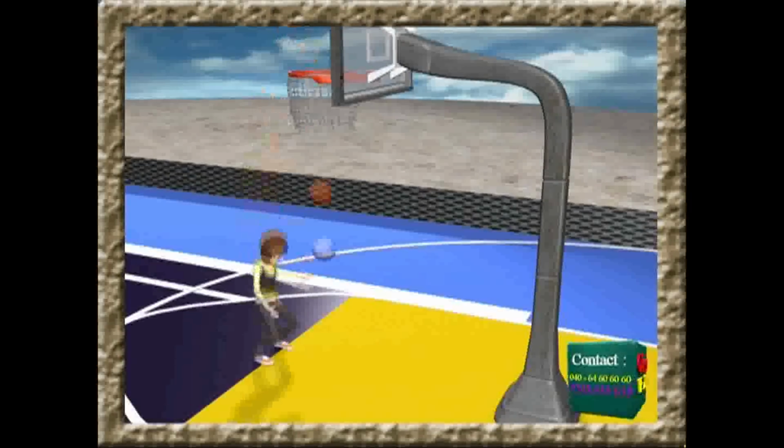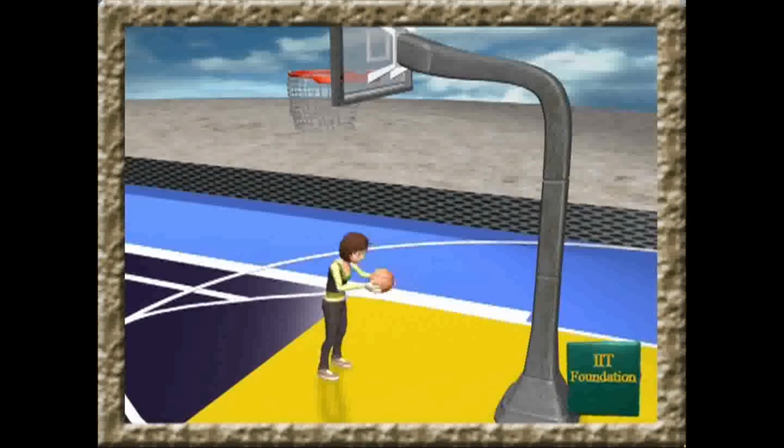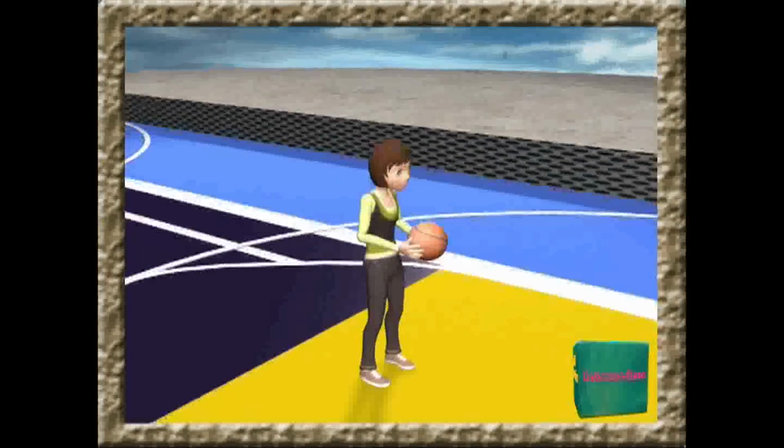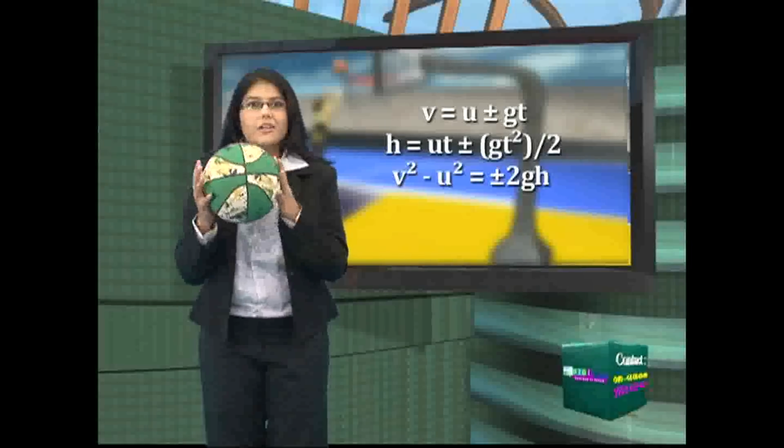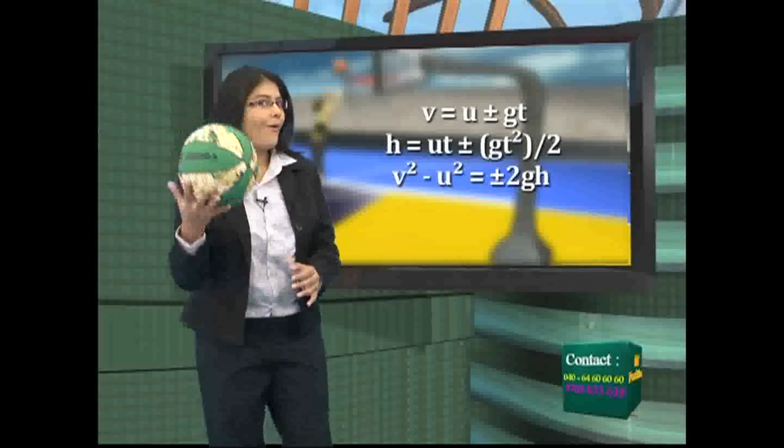Look how she threw the ball into the basket. So, how do we calculate the velocity of this ball?